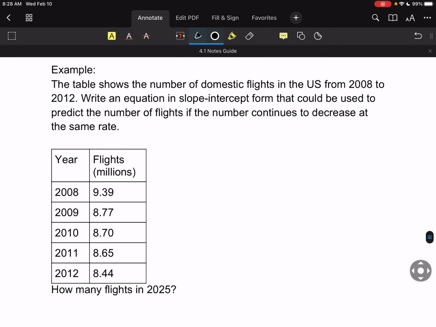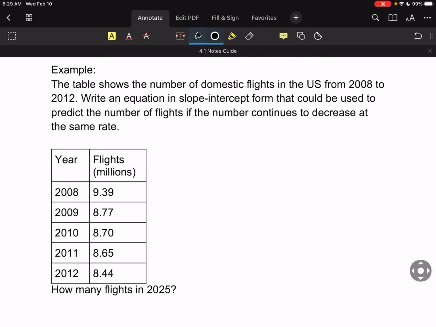So the table shows the number of domestic flights in the U.S. from 2008 to 2012. We're supposed to write an equation in slope-intercept form that can be used to predict the number of flights if the number continues to decrease at the same rate. So notice that all of our flights are in millions, and they are decreasing. So I go from 9.39 to 8.77 to 8.7 to 8.65 to 8.44, so on and so forth.